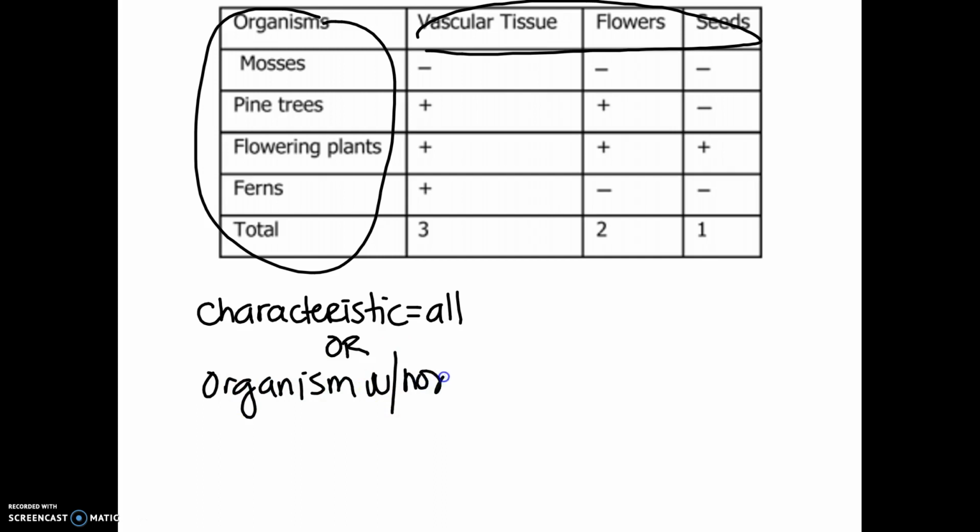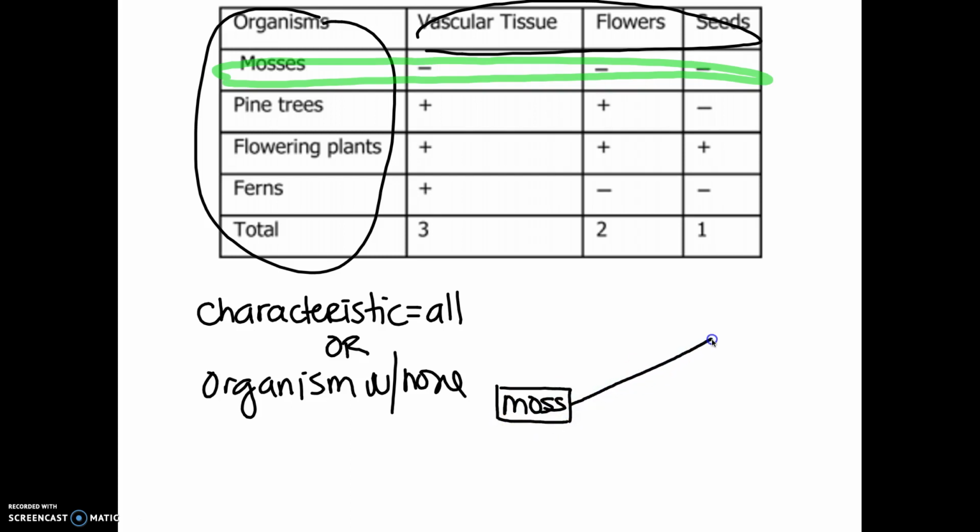You can't have both of these things. So in this particular cladogram, if you'll notice, I have an organism that doesn't have any of my characteristics, moss. It has all negatives. So moss will be my first organism in my cladogram. It would look like this, moss. Now I'm going to draw a line. Now that I've crossed off moss, the way you're going to do this is you're going to go horizontal.